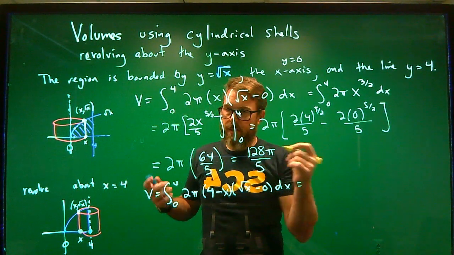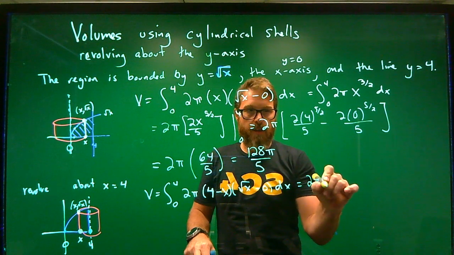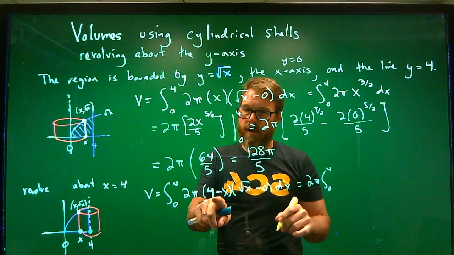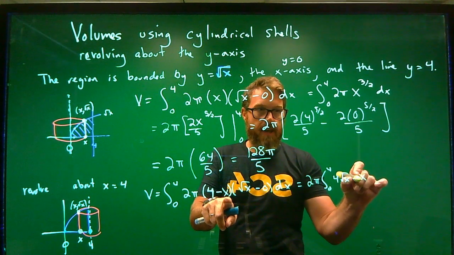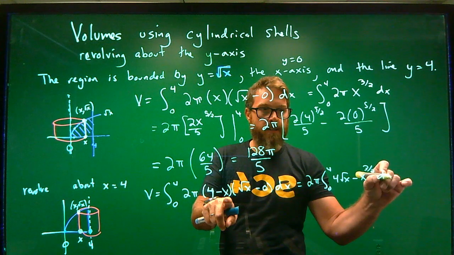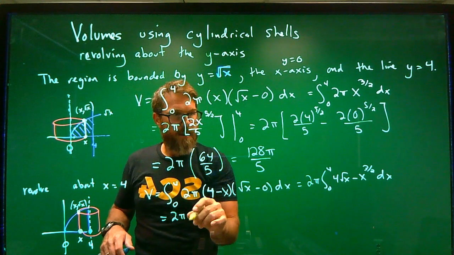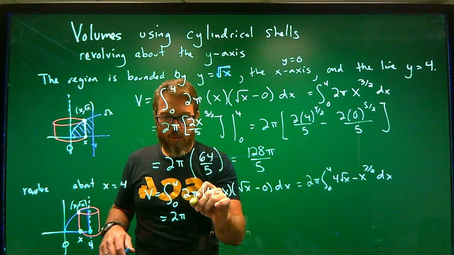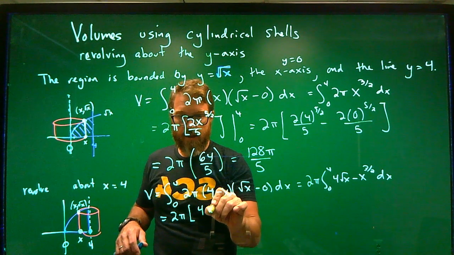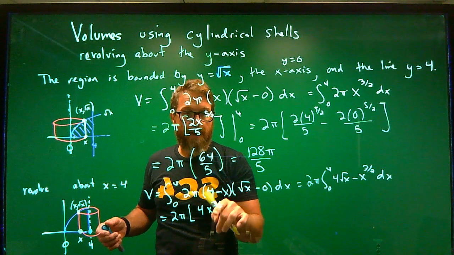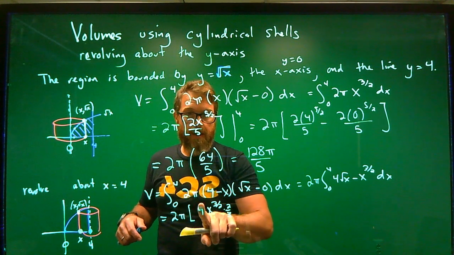And we can integrate this thing as well. So pull out the 2 pi now, might as well. Integral from 0 to 4 of this is going to be 4 root x minus x to the 3 halves dx. So this is going to be equal to 2 pi times, well, its integral is, this is 4 to the 1/2, so it's 4x to the 3 halves divided by 3 halves, or multiplied by 2/3. So this is going to become 8/3.